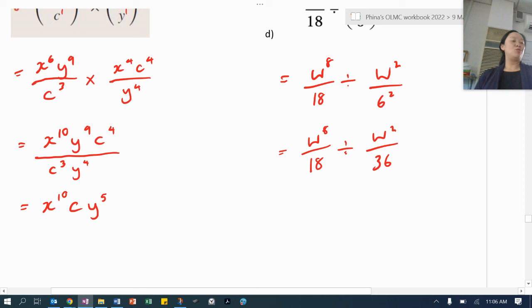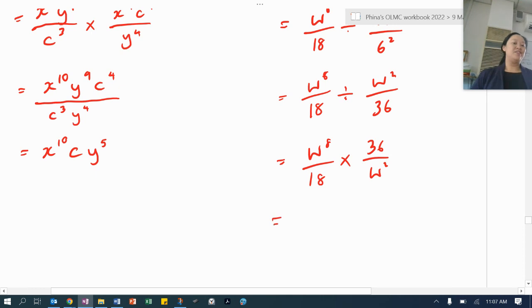Okay. All right, what do we do? Keep, change, flip. Keep the first fraction, change the sign, flip the last fraction. So that will become w to the power of 8 over 18. Change the sign, reciprocal, flip the fraction, the last one. Right, so what's next? Cancelling. Yeah, just did that, didn't we? What can we do? 36 and 18. What's going to happen? Sixes? Okay. So 6 into 36, and 18 divided by 6 is 3.